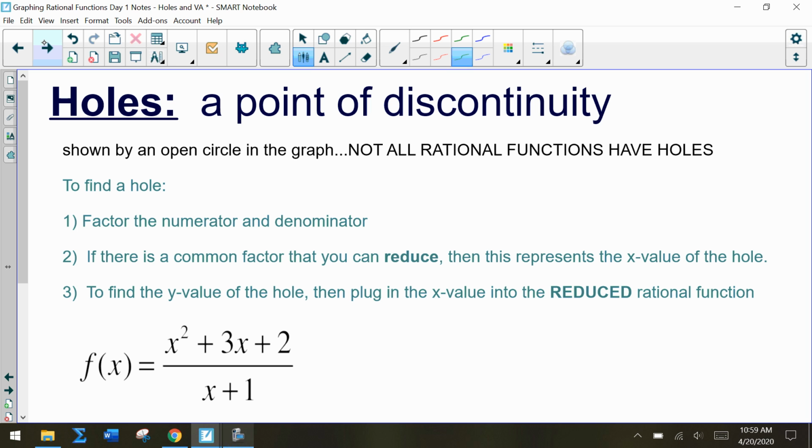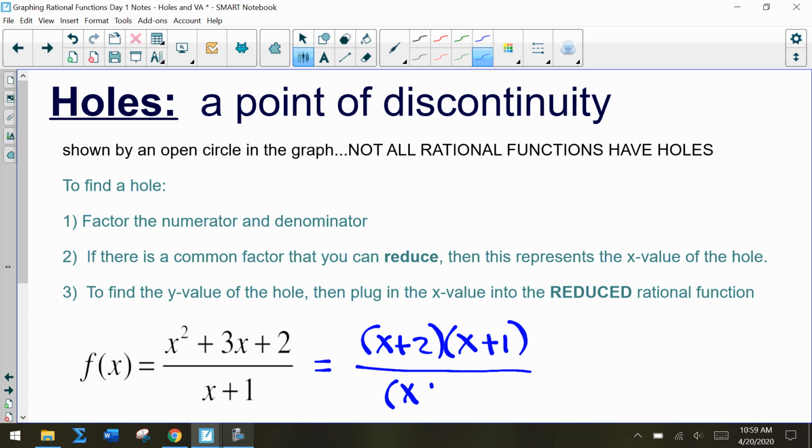So now to find a hole, we want to factor the numerator and denominator. So we're going to use this particular example of x below. So we're going to factor the numerator and denominator, and I can factor the numerator into x plus 2 times x plus 1, and then we have x plus 1. And if I asked you in our previous unit to simplify, we would all say we're going to reduce the x plus 1s and be left with x plus 2.